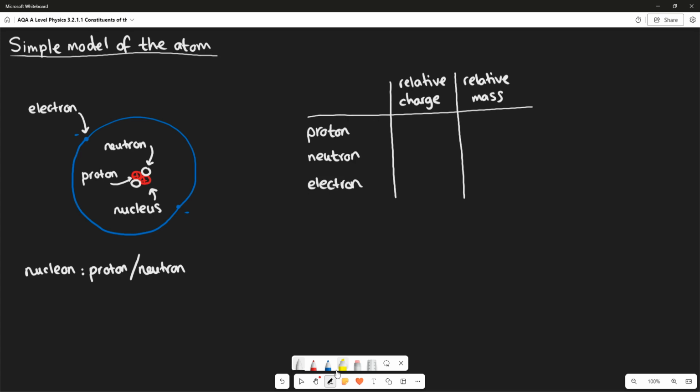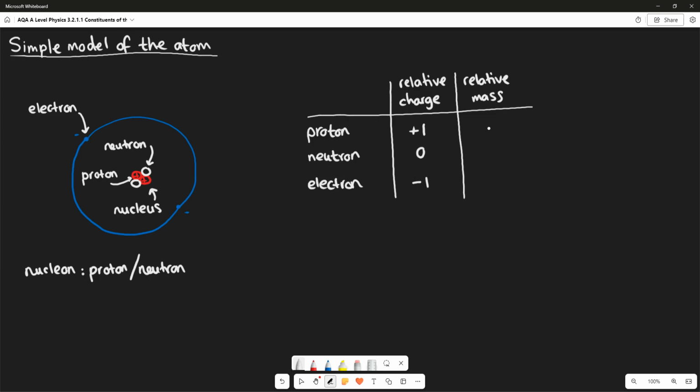Okay, let's look at some of the properties of these things. So a proton and a neutron are almost exactly the same size. They have almost exactly the same mass as each other, but they have very different charges. The relative charge of a proton is +1. A neutron has no charge at all. The electron has the opposite charge to a proton, so it is -1.